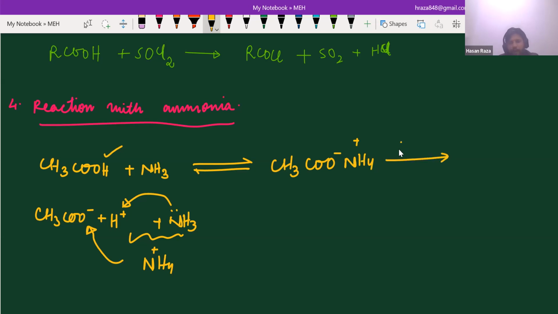And then if you do heating, elimination of water will take place and it will form CH3CONH2. Amide will form. H2O will be eliminated: two hydrogens from here and one oxygen. And the rest of the part will be as it is, so amide will form. Please do write.